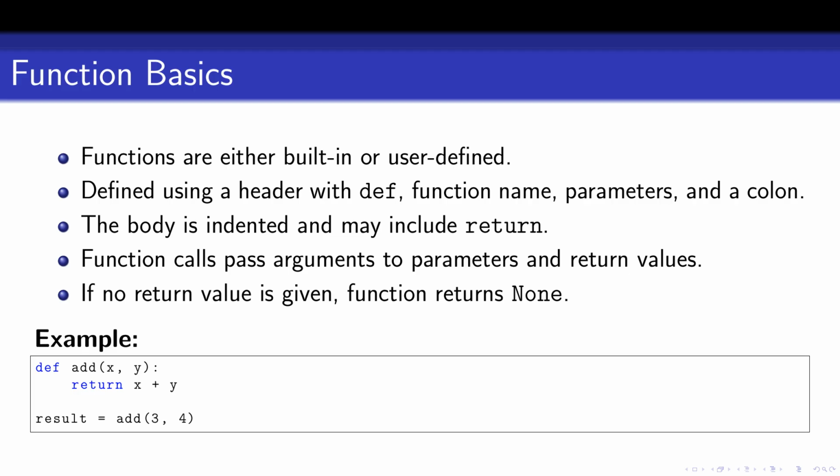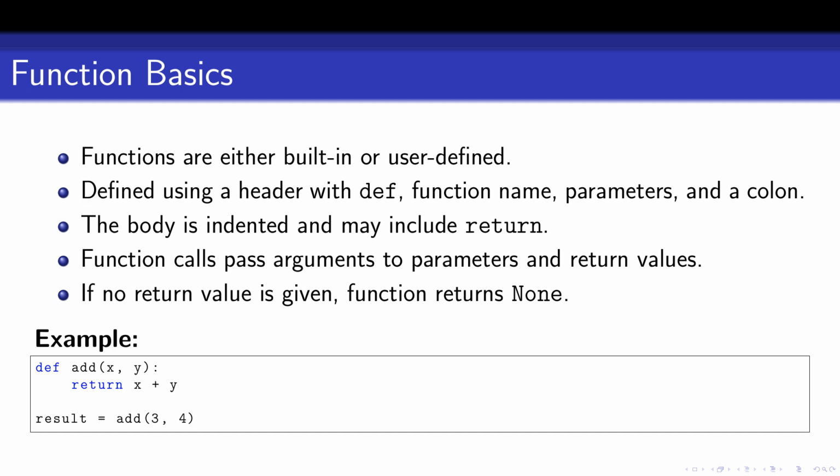Functions are fundamental to Python programming because they allow you to encapsulate logic into reusable modular blocks. There are two types of functions in Python: built-in functions like len and print, and user-defined functions that you create using the def keyword. A function definition starts with the header, containing the function name and parameters, followed by an indented block called the body.